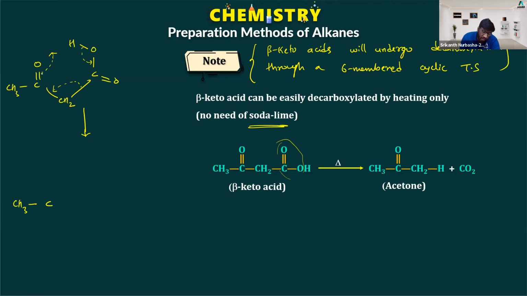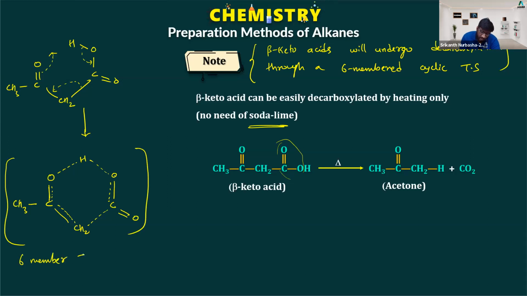So I can write CH3 C, C double bond O. One bond is present, the other bond is about to be lost, so we have a dotted line to oxygen. And this OH bond is about to be formed, dotted line to hydrogen. This OH bond is about to be broken, dotted line to oxygen. This is a CO bond; one bond is already there, the other is about to be formed. This C double bond is undisturbed. And we have the CH2 carbon. This new bond is about to be formed, the old bond is about to be broken. This is nothing but your 6-membered TS. A 6-membered transition state is obtained.